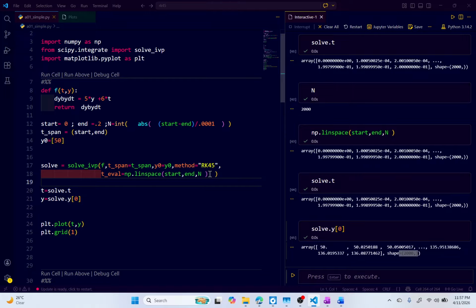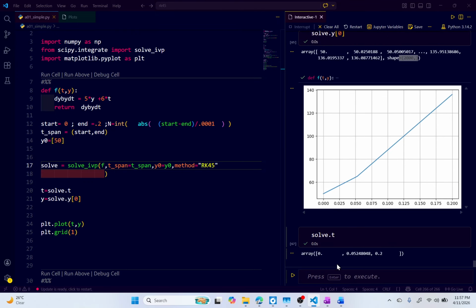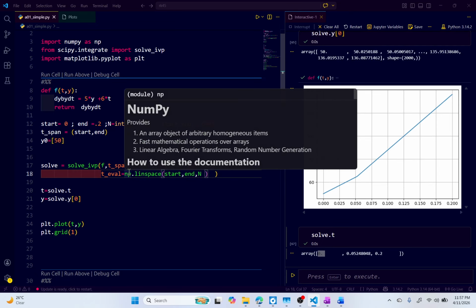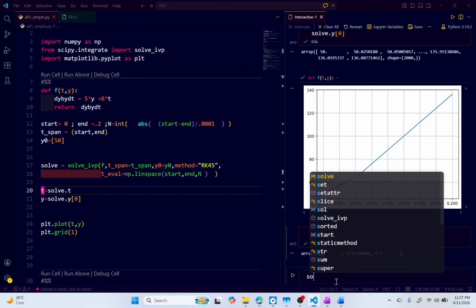And what happens if you don't use t_eval? Let's see. Now you see your graph is not so smooth, and if you try to find solve.t, you see the solve_ivp function is only working with 3 times. So it's simple that you will not get a good result. It's better to send your specific time samples.